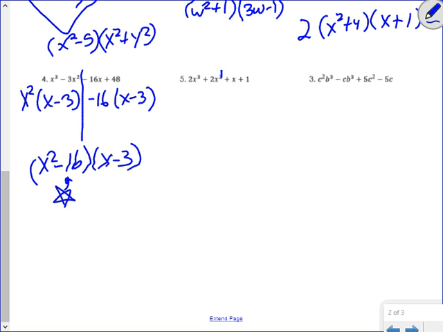This one, you guys should draw the line right there. What's the GCF on the left? What's the biggest thing that you can divide with both of them?